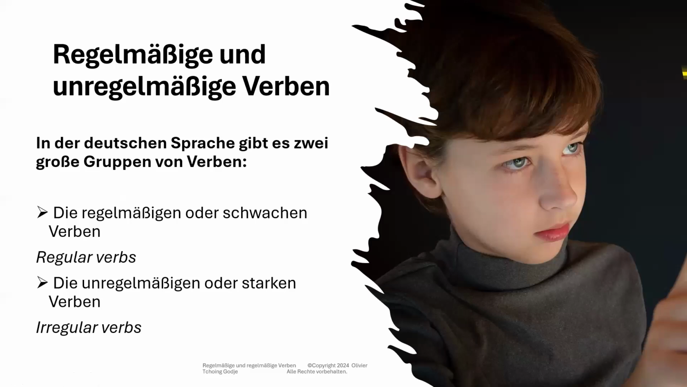So in the German language, there are two main groups of verbs. We have on the one hand the regular verbs, called in German die regelmäßigen Verben, and we have the irregular verbs, called die unregelmäßigen Verben. These two categories bring a lot of trouble to German learning people. But through this video, I hope to help you to identify them correctly in the text you are reading, and to use them correctly when you are speaking.